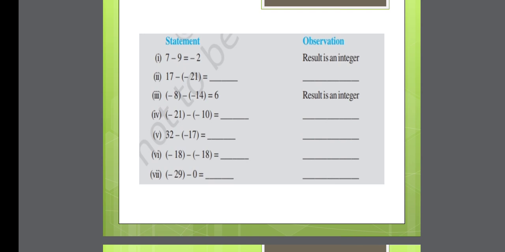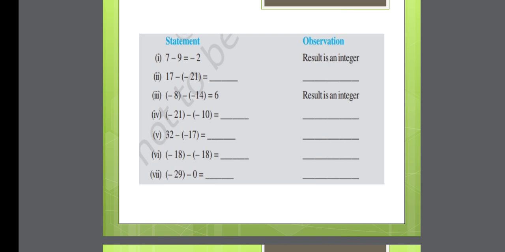In the second one, 17 minus 21. Both 17 and minus 21 are integers. So if we subtract 21 from 17, the result will be... yes students, try it. What will be the result?